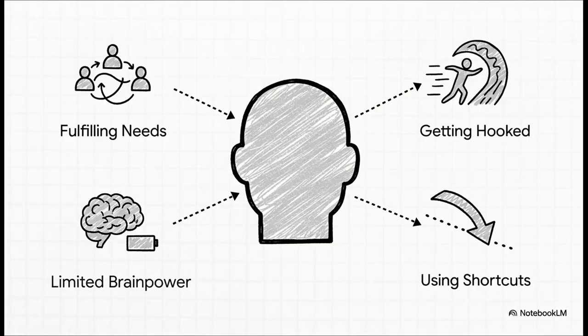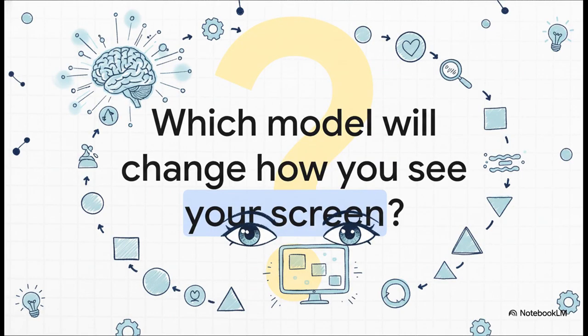So let's do a quick flyby. We log on to fulfill deep human needs. We get hooked by states of flow and our own curiosity. Our brains struggle to keep up with multitasking because they have limited power. And to survive, we rely on quick mental shortcuts that are often triggered by the very design of the tech we use.